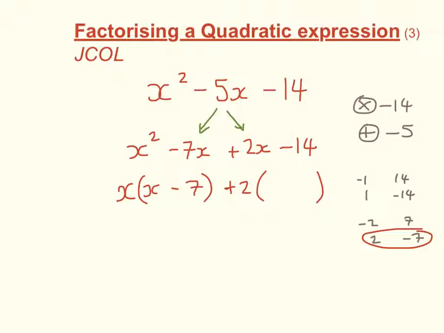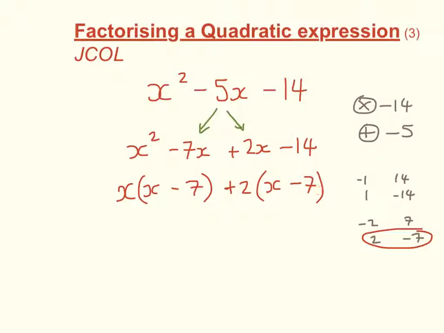So what goes inside the brackets? Well, what do you multiply by 2 to get 2x? It's going to be x. And what do I multiply by 2 to get minus 14? It's going to be minus 7. And it shouldn't be a surprise, since that bracket should be the same as the first bracket. If we didn't get the same two factors there, we would probably have done something wrong.